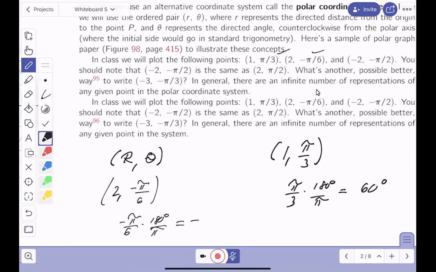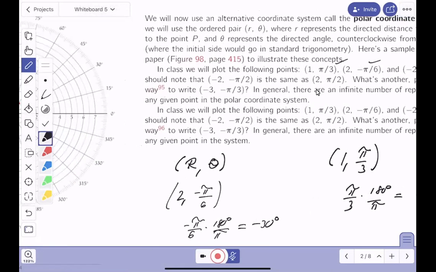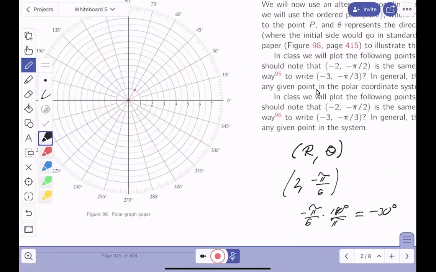That's going to be minus 30 degrees. All right, so let's go back over here. And what I want to do is find out where minus 30 degrees is. So I'm looking at this thing over here and I realize that I'm rotating in a clockwise direction 30 degrees. So this line right here is minus 30 degrees.